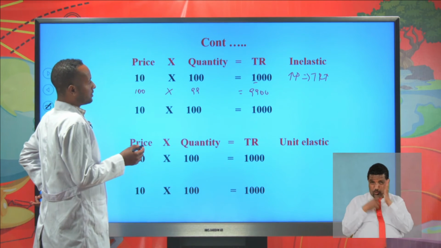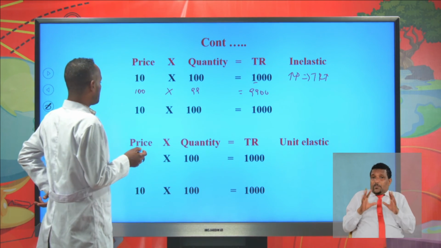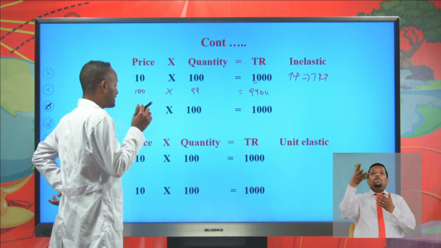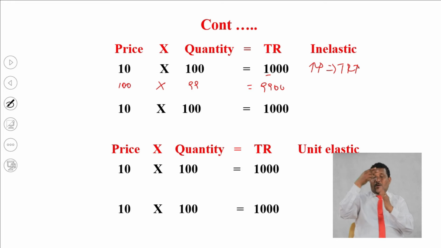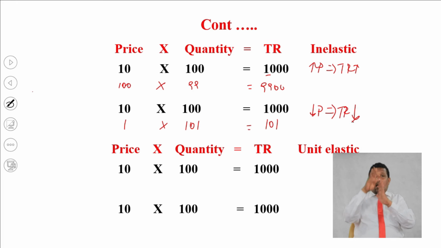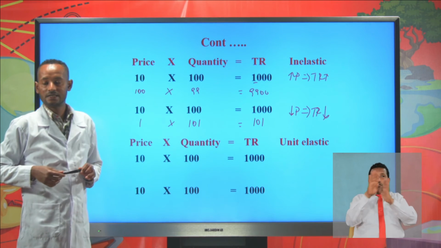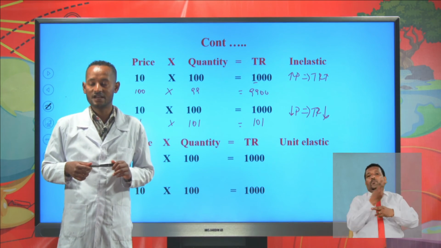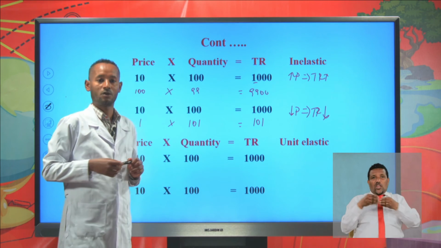Now let me show you when the buyer is inelastic and there is a decline in price. If the buyer is inelastic, the decline in price is higher. Let's take the price declining from 10 to 1 birr, but the increment in quantity demanded is too small. Let's say the quantity demanded increases by only 1 kilogram, to 101, and this gives you 101 birr only. That means if the buyer is inelastic, with a decline in the price of a commodity, the total revenue of the firm will decline. So if the buyer is inelastic, there is a direct relationship between the direction of change in total revenue and price of a commodity.